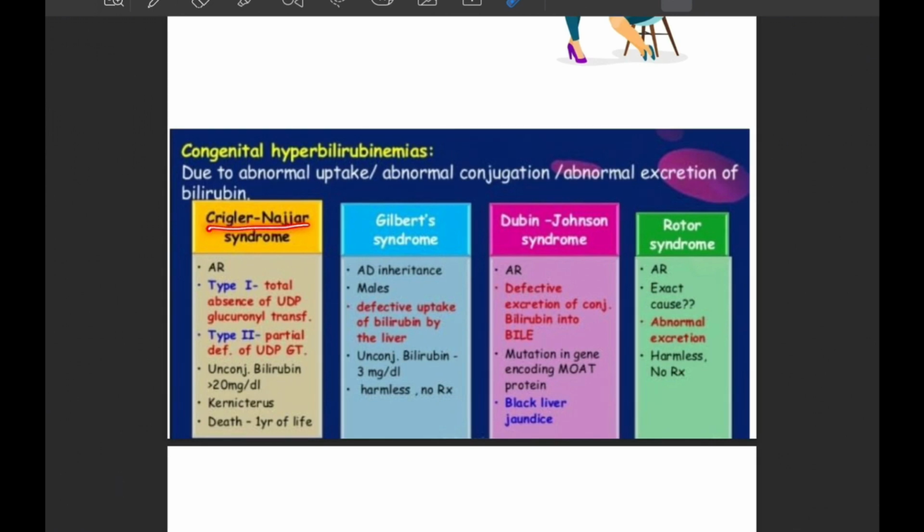So for the first one, Crigler-Najjar, type 1 has total absence of UDP glucuronide transferase, and type 2 has partial deficiency of UDP. Gilbert is defective uptake of bilirubin. Both of these are unconjugated type. Dubin-Johnson is for the mutation in the MRP2 protein, and this is conjugated type, and Rotor is also conjugated type. Thank you.